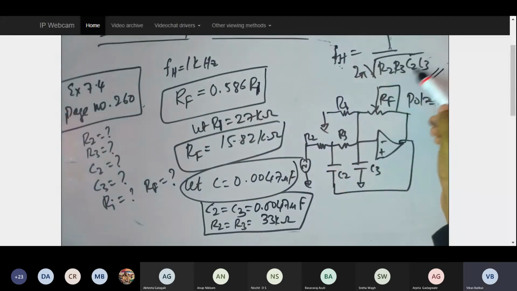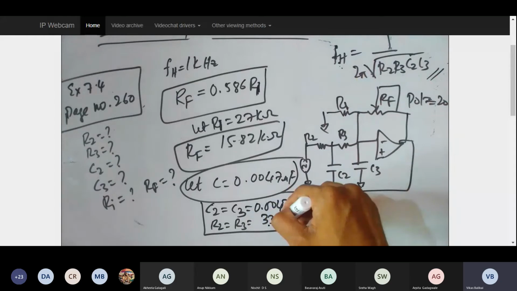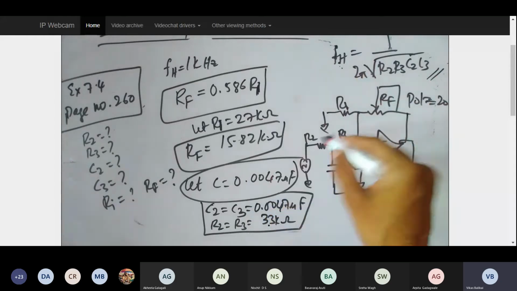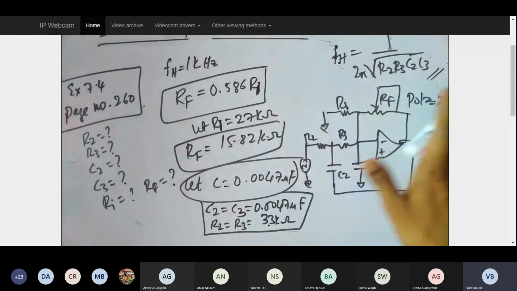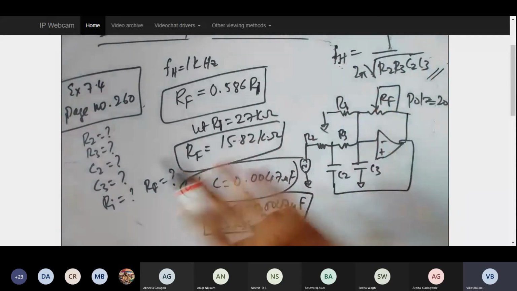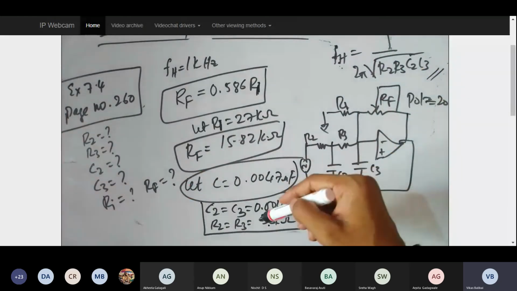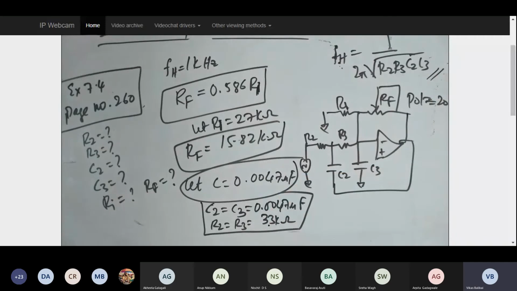C2 C3 value is given. So if I assume R2 value 33 kilo ohm, I get R3 value, or if I assume R3 value 33 kilo ohm, I get R2 value. Or else, I assume all the values and then conclude with this calculation of FH, that is also fine. Because there are 4 unknowns here, what he has done here is he has tried to reduce the number of unknowns to 2 by doing what?